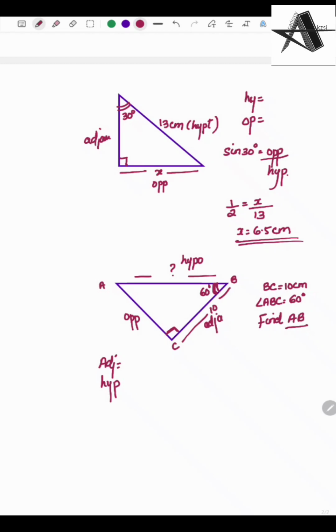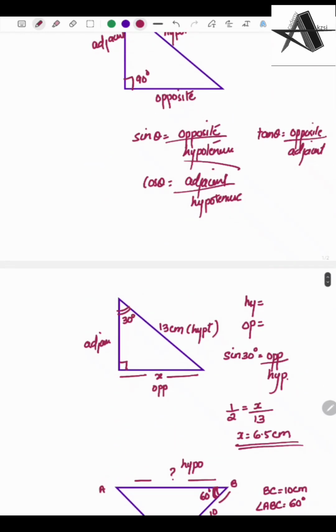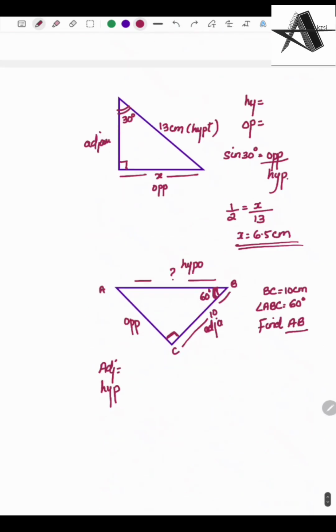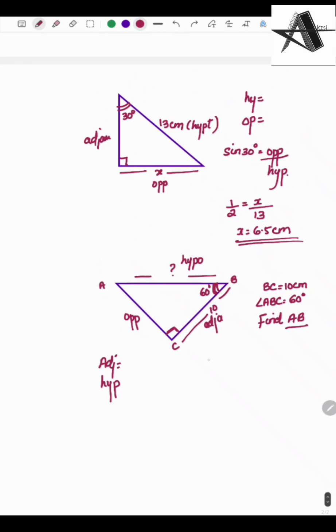That means you have to go for cos theta, because cos theta is the ratio that connects the adjacent and the hypotenuse. So I'll apply cos 60 degrees is adjacent over hypotenuse. Cos 60 is half, adjacent is 10, hypotenuse. So the hypotenuse comes out to be 20 centimeters. This was about finding a missing side.